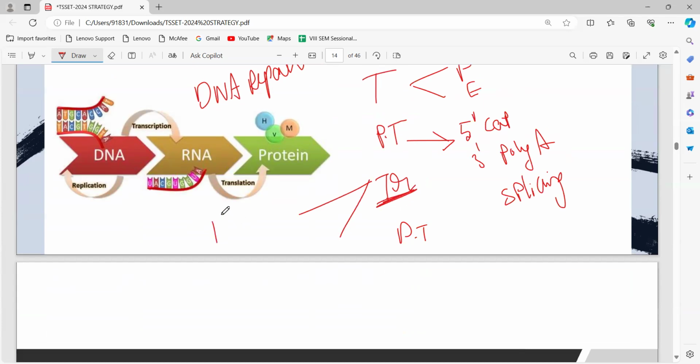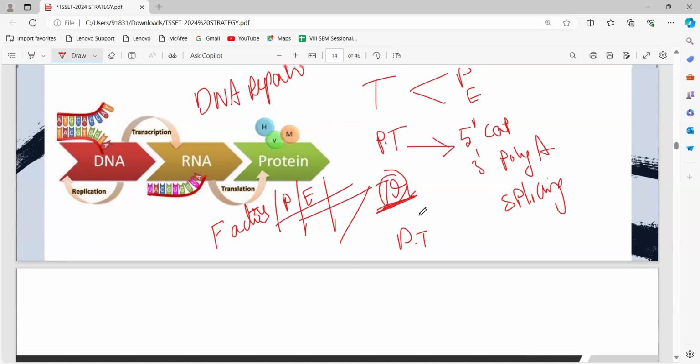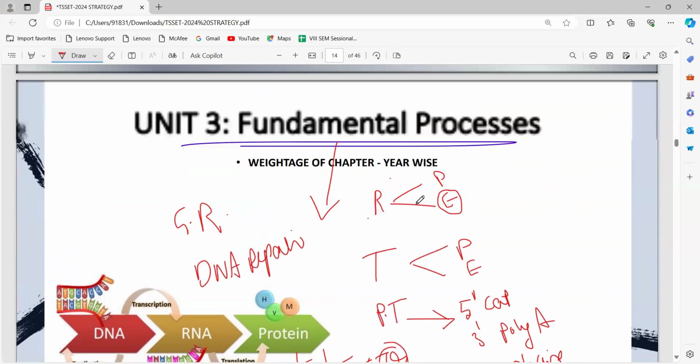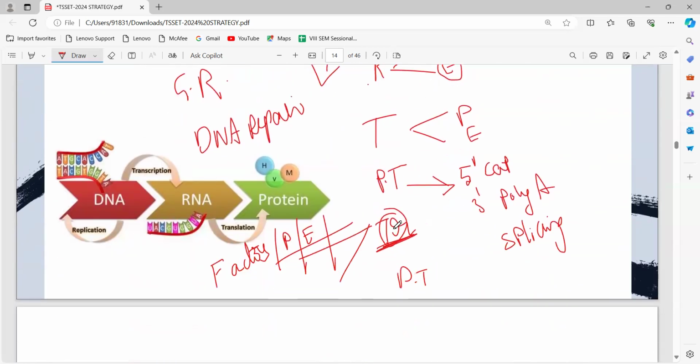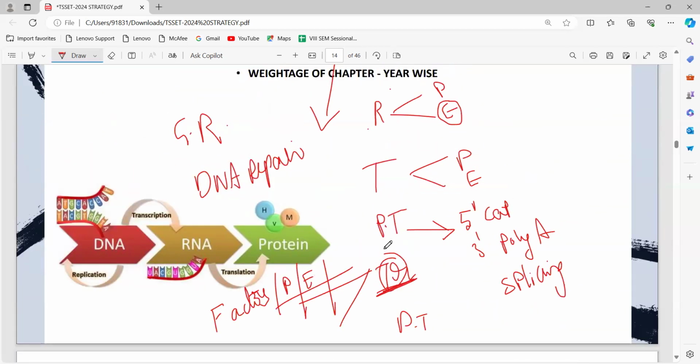And especially, what kind of questions did they give? They gave matching questions about the translation factors, the translation factors present in prokaryotes and those present in eukaryotes. Very easy question, straightforward, but most people won't read in that much depth. That's why you feel it is difficult.